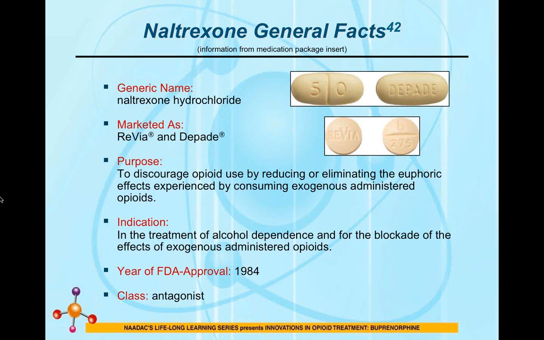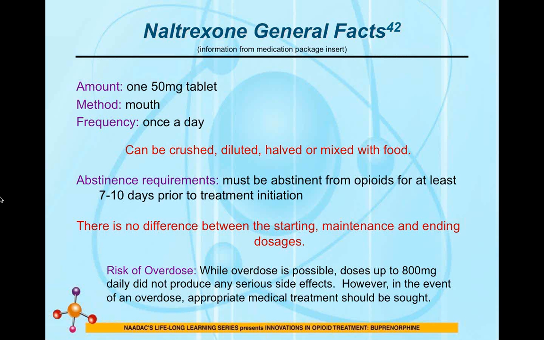So this medication is FDA approved for both alcohol dependence and opioid dependence, because it works in the brain in the same way. If it activates opioid receptors, which it does for alcohol dependence and for opioid dependence, it's going to block all of that release of dopamine that comes after. I'm kind of putting the cart before the horse here, but that's a little teaser of what's about to happen. As I said, it was released in 1984, and it is an antagonist. The prescribed medication is one 50-milligram tablet taken by mouth once a day, and it can be crushed or diluted or halved or mixed with food.